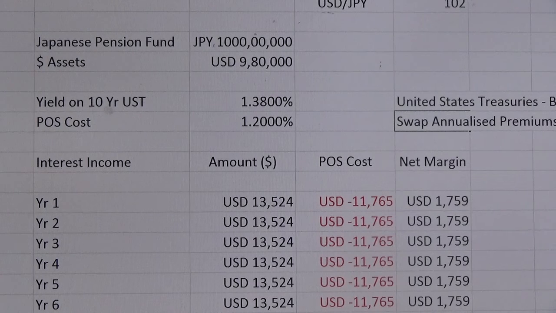Swap annualized premium means, some people will always refer to this as forward premiums. This I have taken from Thomson Reuters. This is a 10 years cost, because POS costs for 10 years. This I have taken from Thomson Reuters. So this is a 10 years cost, right?